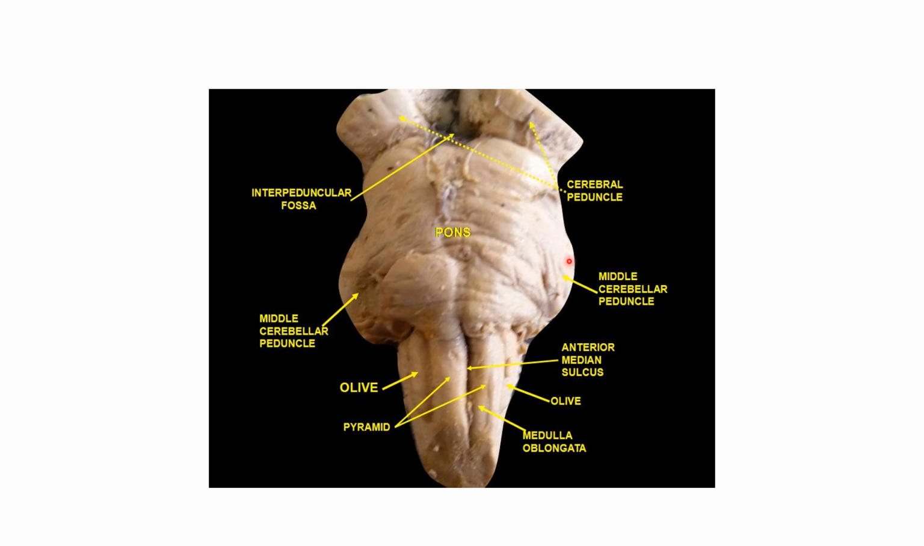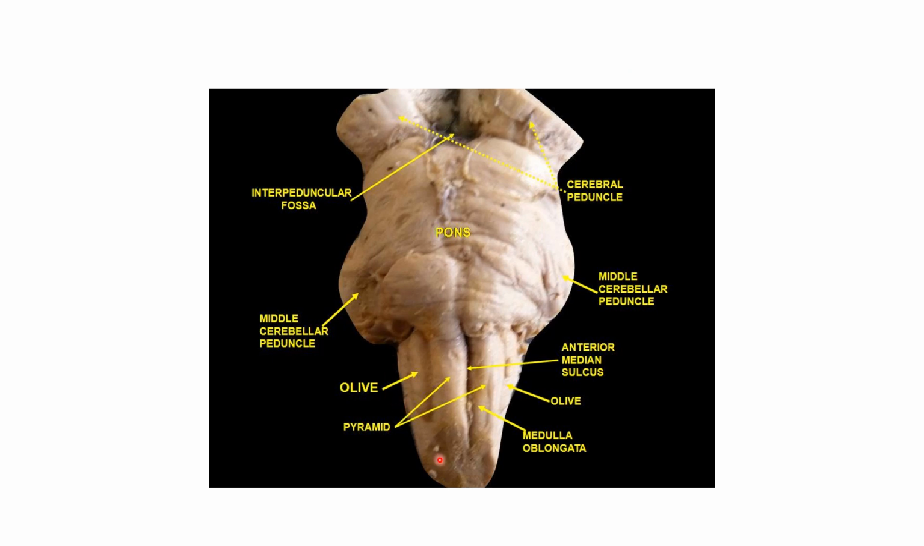These are the middle cerebellar peduncles. Then there is a ventral median sulcus present over here. As you can see, there is a groove. This is known as the basilar sulcus, which is meant for the presence of one artery, known as the basilar artery. Therefore, it is known as the basilar sulcus.